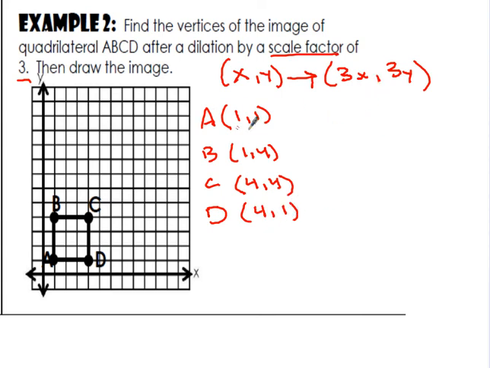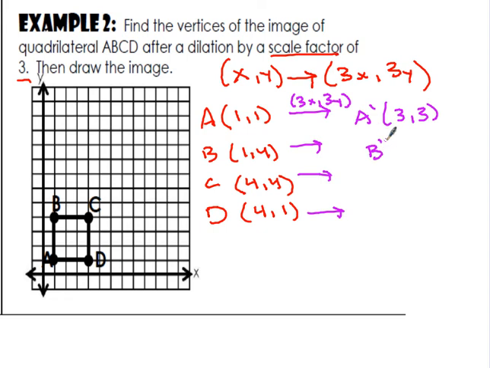Okay? So then I need to actually perform my dilation. This is where I am using my scale factor of 3, and I am multiplying both my x and my y by 3. So this is going to give me my new A, 1 times 3 is 3, so 3, 3. My new B is going to give me 3, 12. My new C is going to give me 12, 12, because 4 times 3 is 12. And my new D is 4 times 3, which is 12. So I have 12, 3.